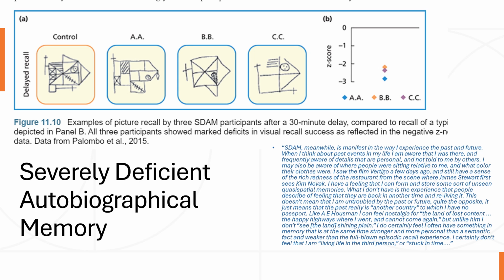Another one of the participants in the study was Susie McKinnon, and she describes a much more stark condition in which all remnants of episodic autobiographical memory appear to be absent.